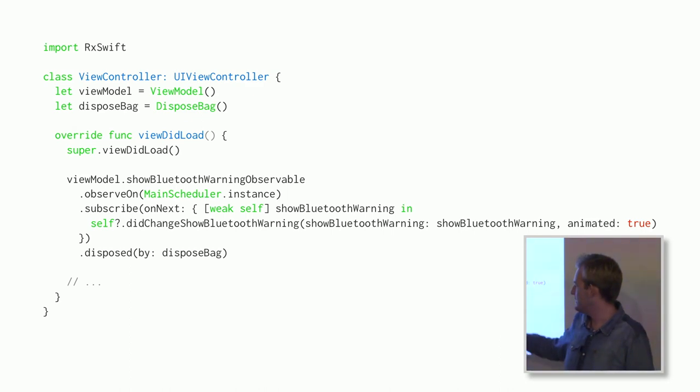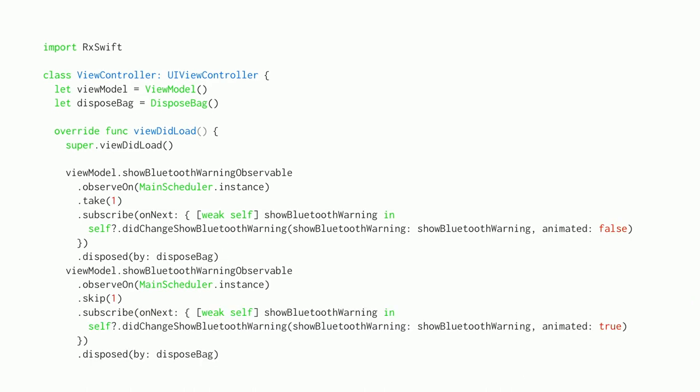One thing that's here is this always goes animated, and we want the initial version to not be animated. But again, Rx has a lot of stuff for that, so we can do it like this. Subscribe twice. In the initial subscription, only look at the first value, take one, which only listens to the very first event and then stops listening.